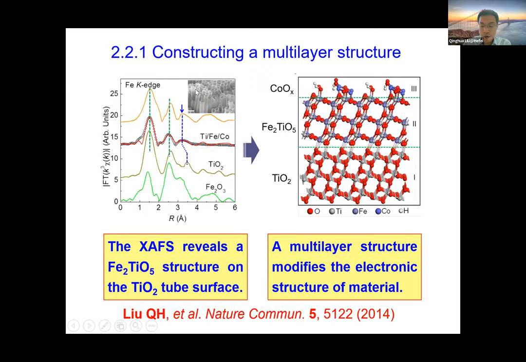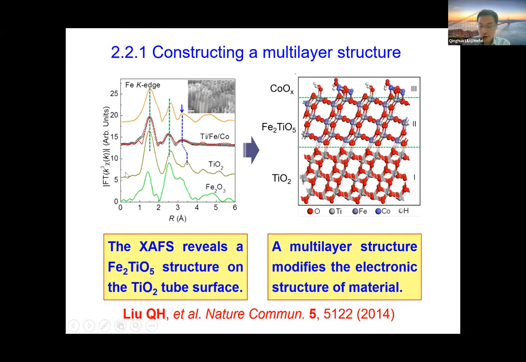Titanium dioxide is a good photocatalyst for solar water splitting, but its energy band gap is too wide and it can only absorb UV light. To widen the absorption range of titanium dioxide, we constructed a multilayer structure based on titanium dioxide nanotube arrays. The XAFS results reveal that the atomic structure of the middle layers is Fe2TiO5, and the uppermost layer is a cobalt oxide cocatalyst.